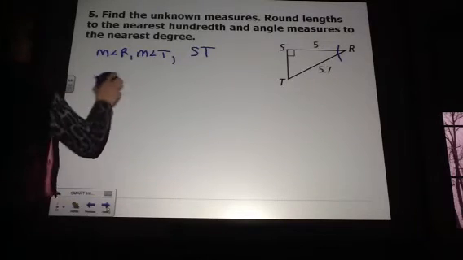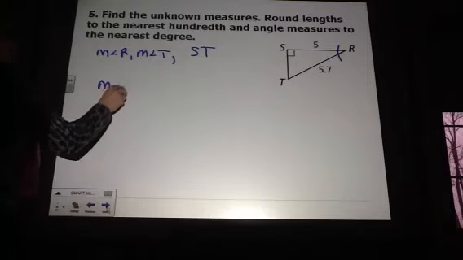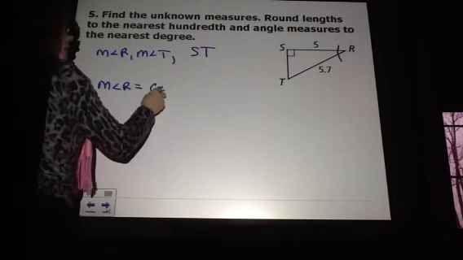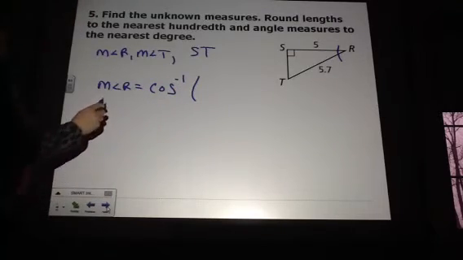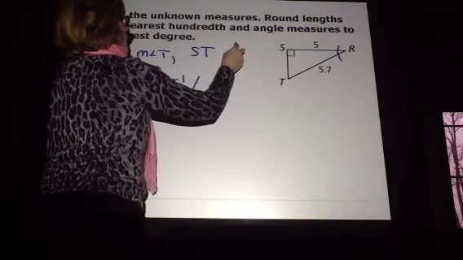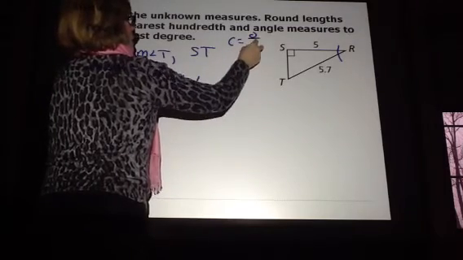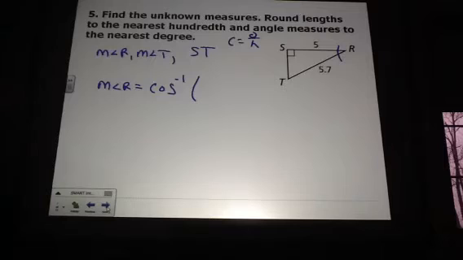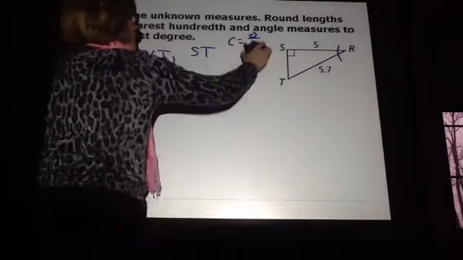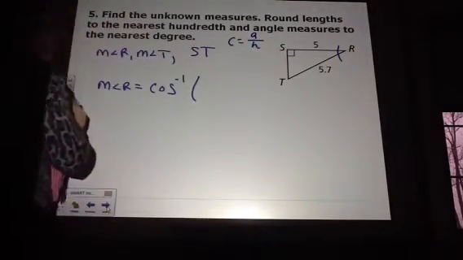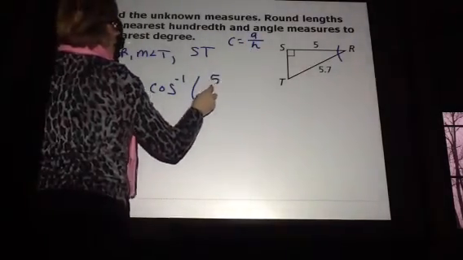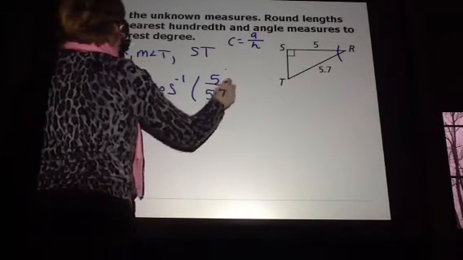let me back up. Measure of angle R equals the inverse of cosine. And cosine, remember, is opposite over adjacent. Whoops, that's not right, guys. Opposite over adjacent is tangent. Cosine is adjacent over hypotenuse. Okay, so adjacent to angle R is 5, hypotenuse is 5.7.